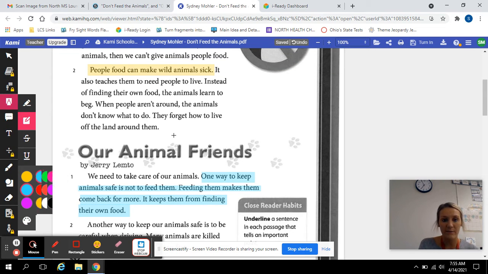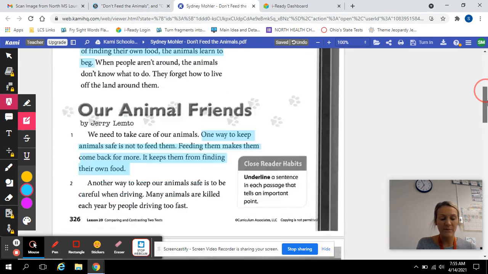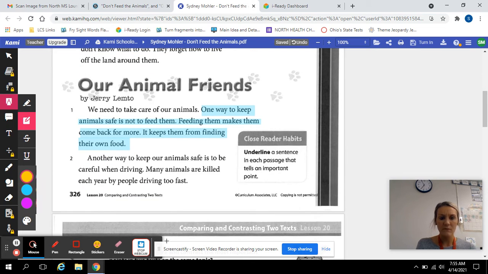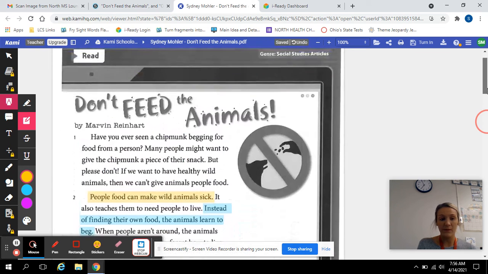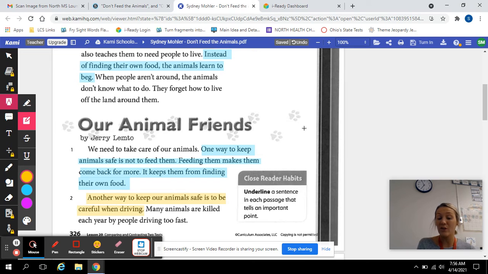So I'm also going to highlight my similarity in here as well. Instead of finding their own food, animals learn to beg. So these are my similarities in blue. You see that these are the same. So this would be a similarity. My yellow is my difference. So what's something different in this passage? That we need to be careful while driving. Okay, there are my differences. There's a difference up here, and then I have my similarities, or how they are the same.